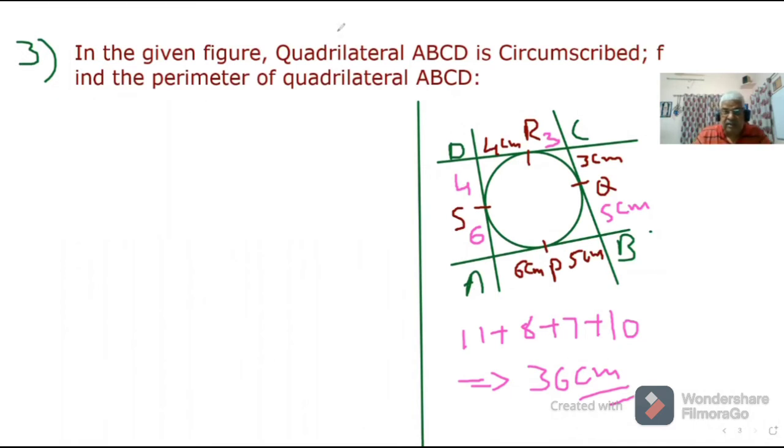So I start from the beginning. That is how to write the steps for this problem. I start from AP. Observe children, AP is equal to AS. Both of them are equal to 6 centimeters.